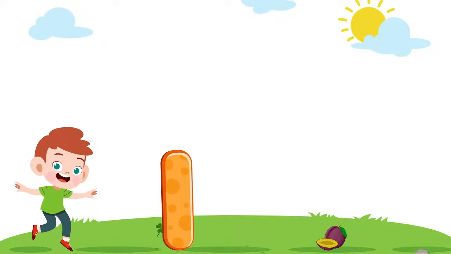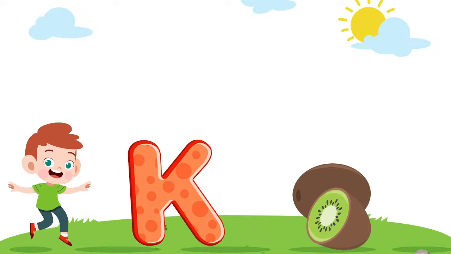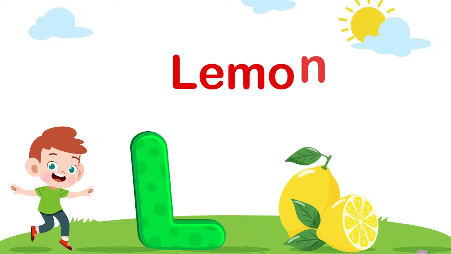I is for Illawarra plum. J is for jackfruit. K is for kiwi. L is for lemons. M is for mango.